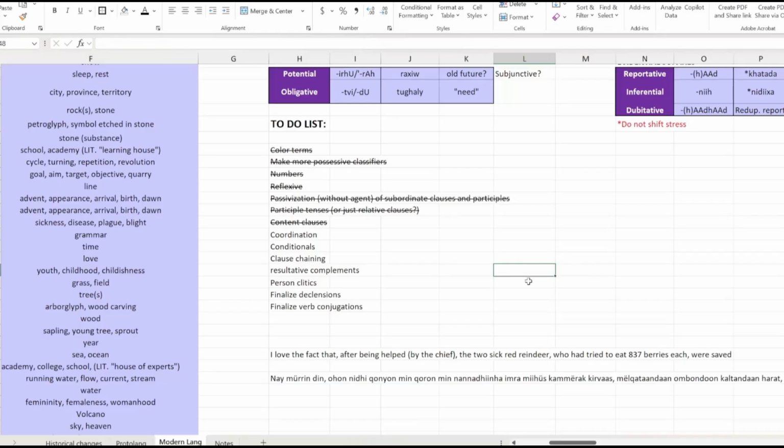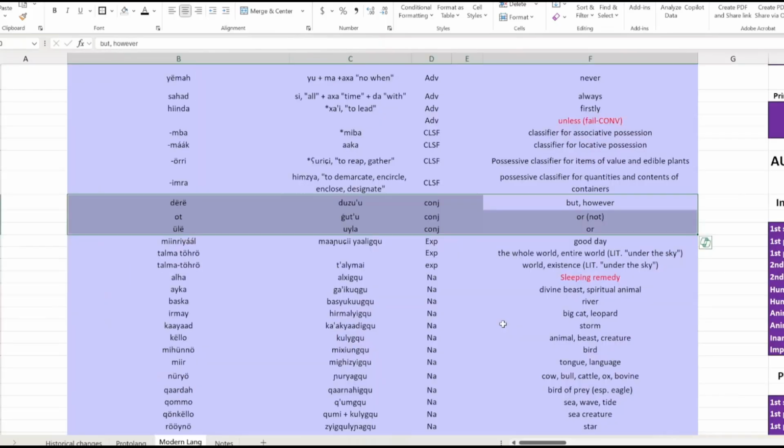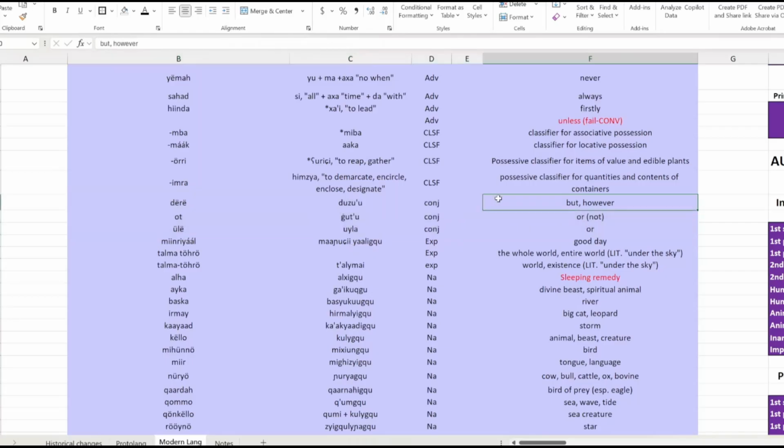But the main thing that I want to talk about today is coordination. Because the topic of coordination has come up in previous episodes, but I still haven't actually committed to a particular strategy. We do already have some conjunctions. We've got this word that means but or however, which would be our adversative conjunction, I believe. And we've got these words or and or not. But we do not yet have a word for and.